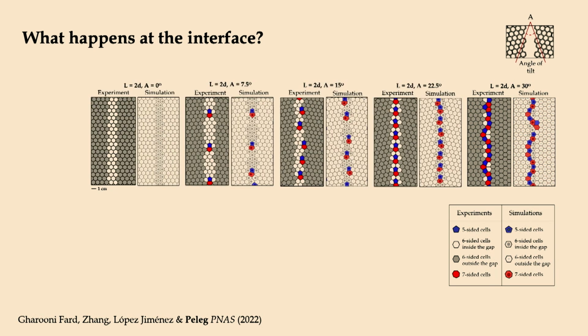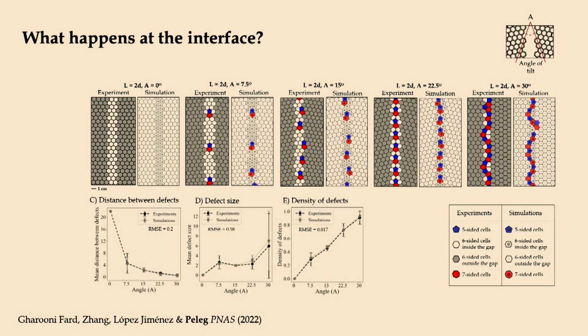But we can also explore other angles. So again, each panel here is showing both the experiments, which are the gray cells over here, with the simulation. And it seems like this really, really simple simulation can make predictions that the bees follow for different angles. In particular, when the angle mismatch decreases, we can see that the distance between the pairs of defects is increasing.